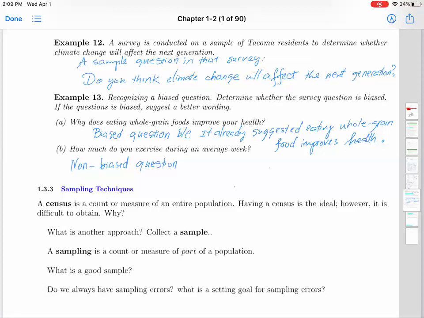All right. The next question is, how much do you exercise during an average week? How much do you exercise? This doesn't suggest whether exercise is good for you or not, right? It's just neutrally asking how much you exercise. So this is a non-biased question. You can say 0 hours, 20 minutes a week, 2 hours a week, or 5 hours a week. Your responses are not being imposed by the question.